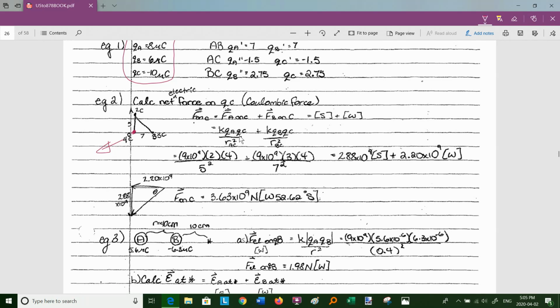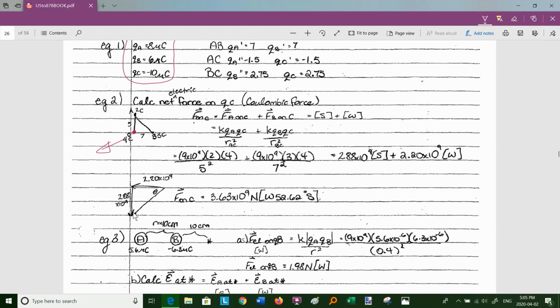You plug in your Coulomb law calculations, and I'm not going to go through all the details here. Here I'm going to make the right angle triangle and use Pythagorean theorem. So my net force on C is 3.63 by 10 to the 9 newtons west, 52.62 degrees south.